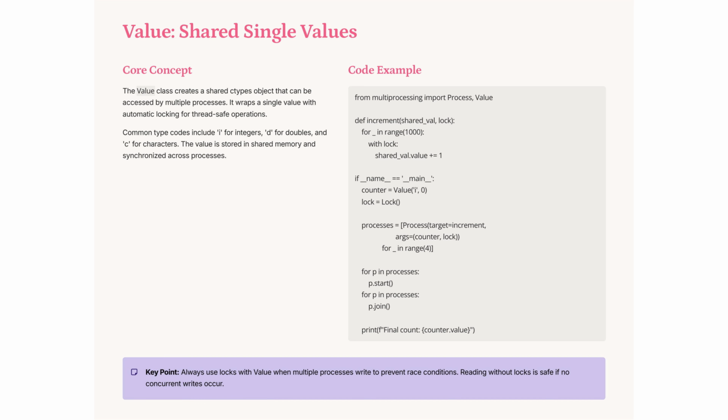The Value class in Python's multiprocessing module allows multiple processes to access a shared ctypes object, ensuring thread-safe operations with automatic locking. Common type codes include 'i' for integers. Using locks is crucial when multiple processes write to the value to prevent race conditions, while reading is safe without locks if no concurrent writes occur.